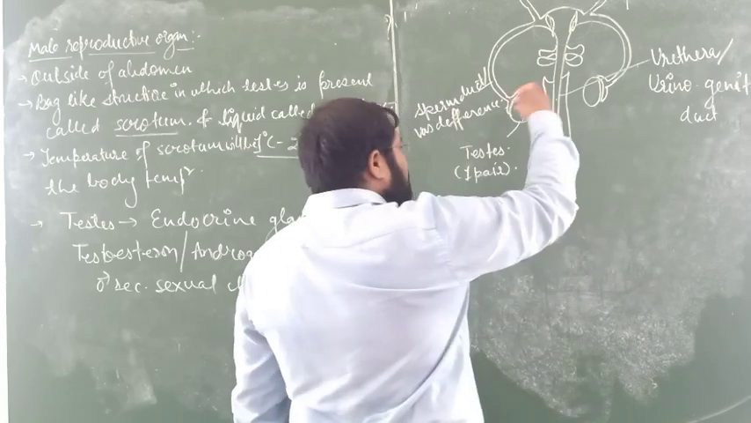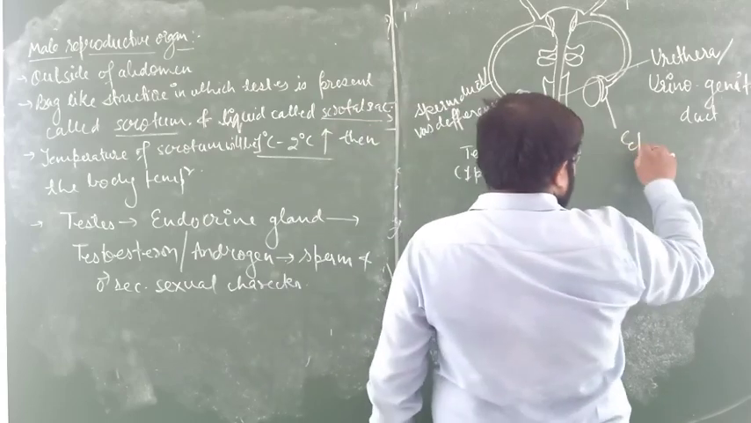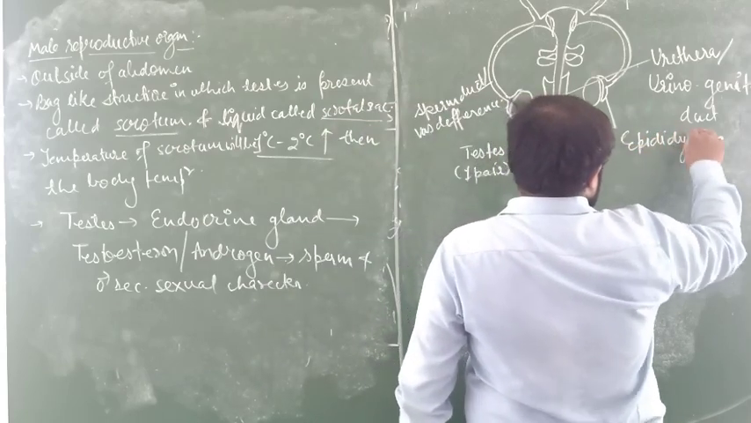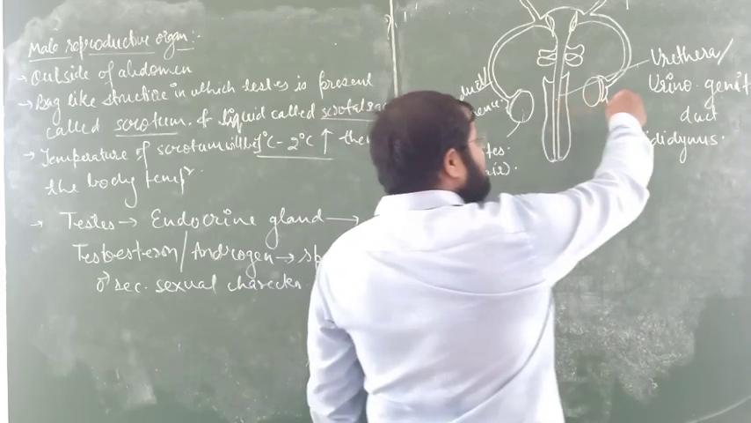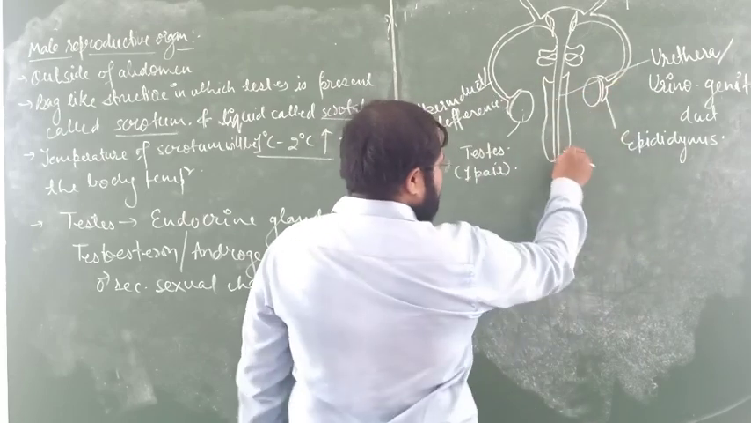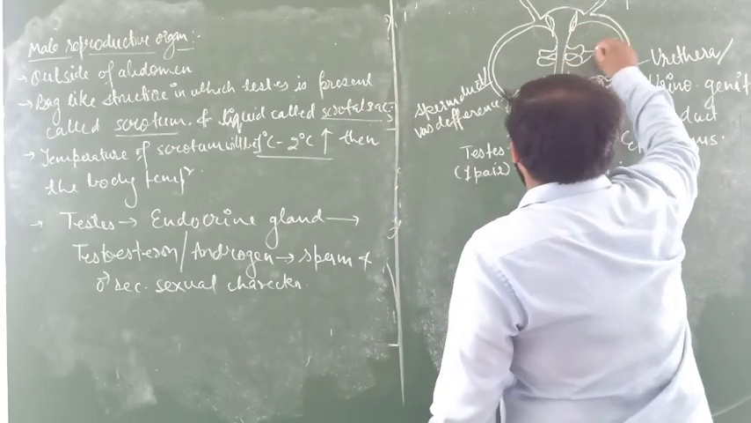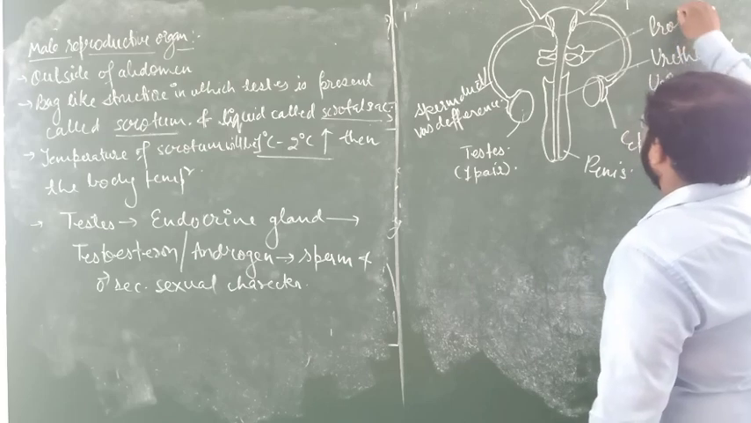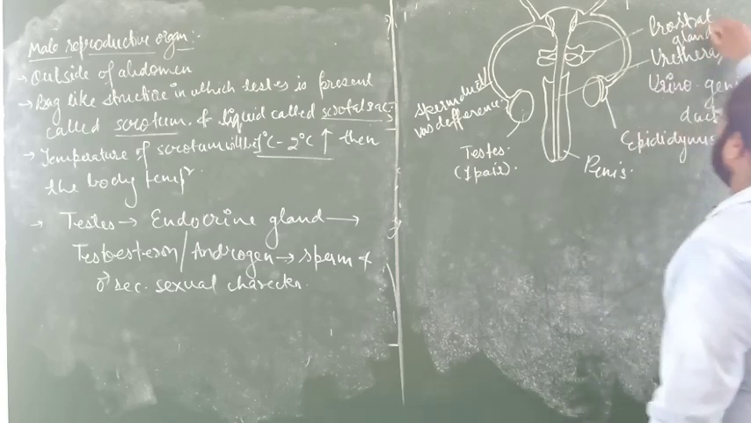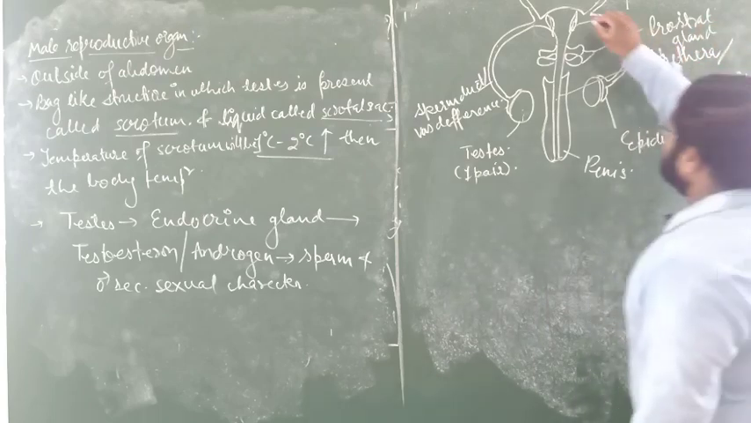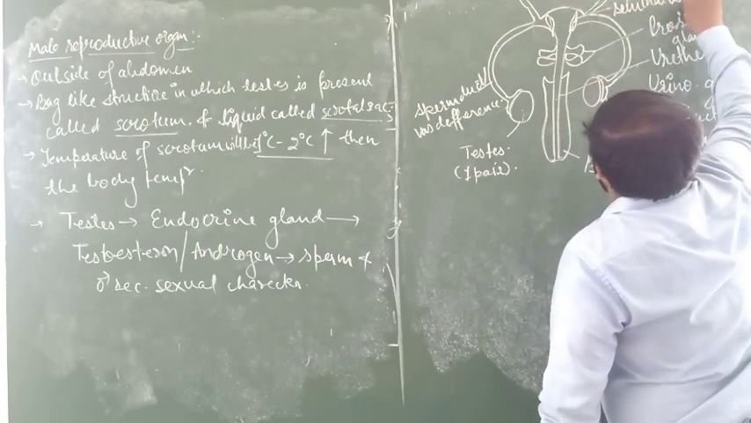Okay, now come to the next one. The layer which is fixed to the testis is called the epididymis. Okay, a muscular layer which is present above the urethra is called the penis. Above that penis some glands are present. This is called the prostate gland. Okay, and this one is called the seminal vesicle.